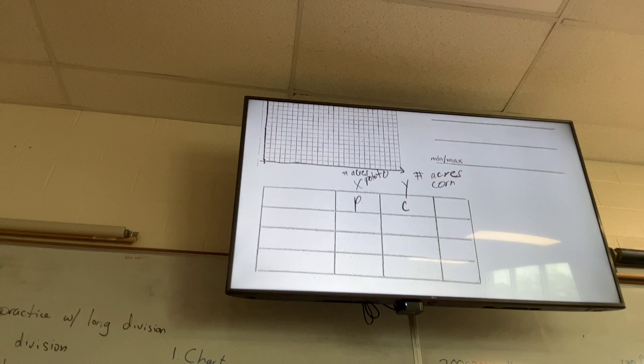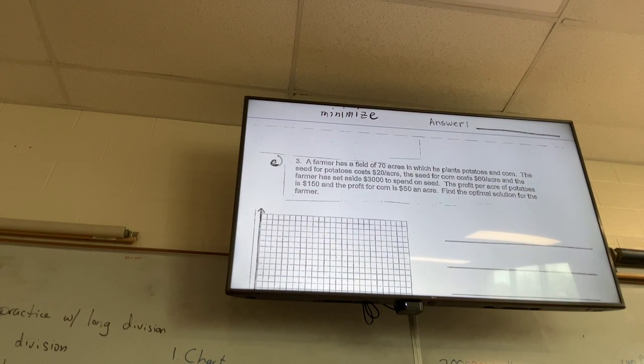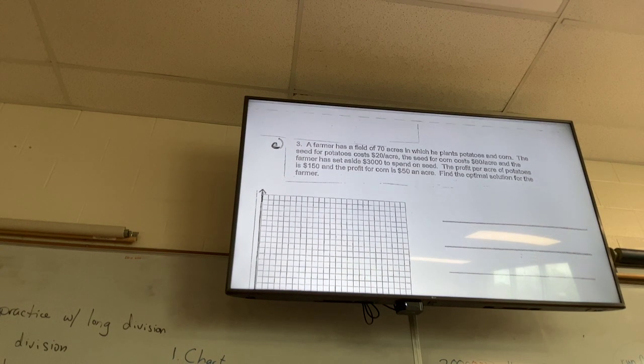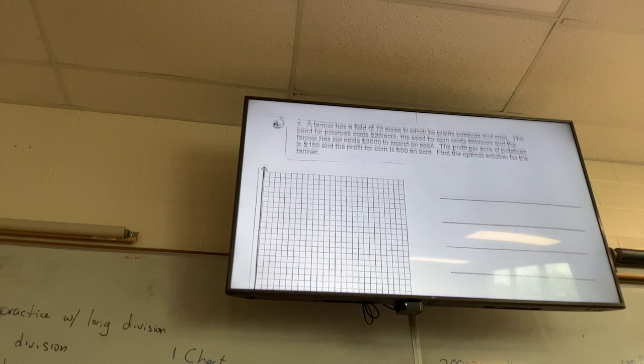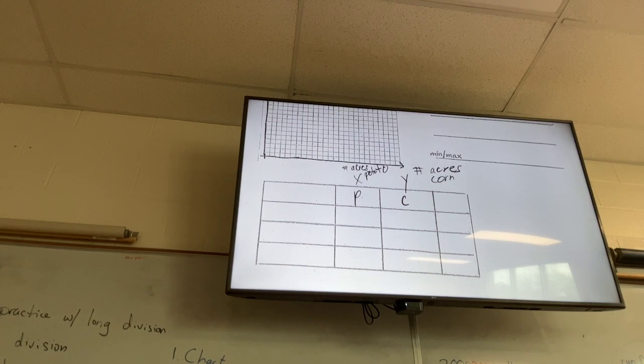What's going on in the column there? Is that the C? Oh, there's acres and the seed cost. Acres, seed cost. Profit.